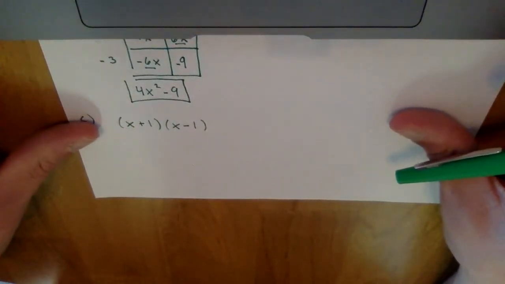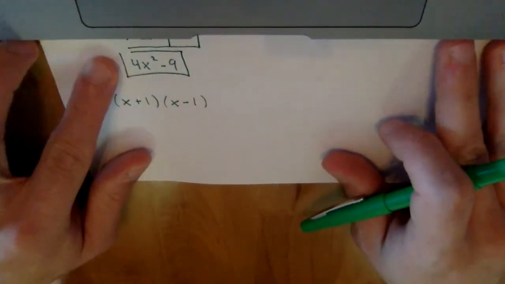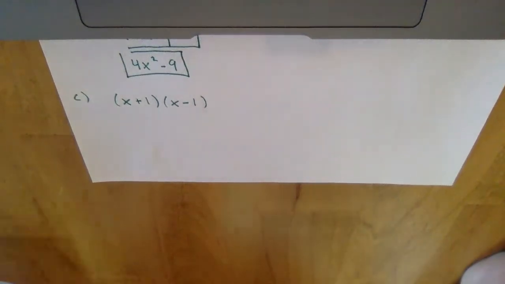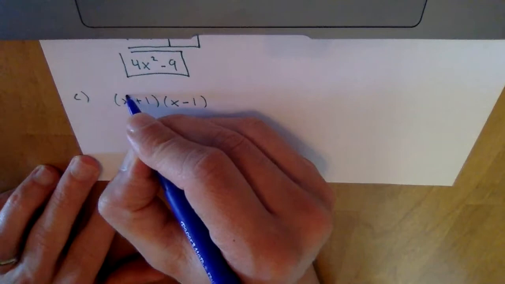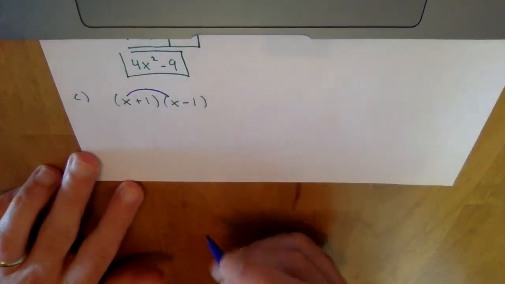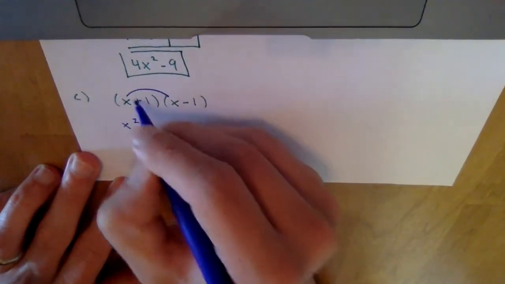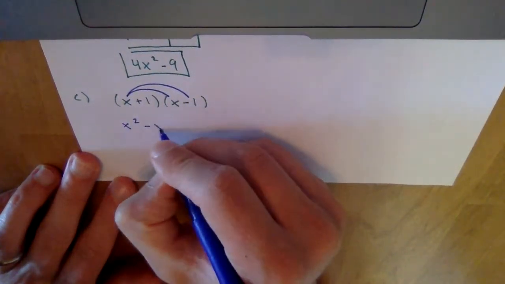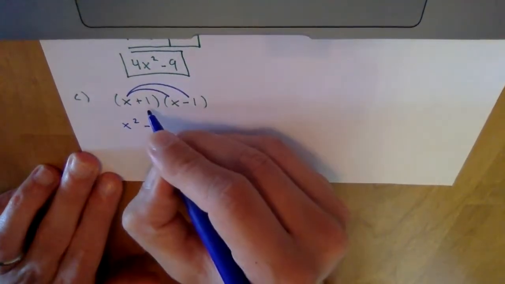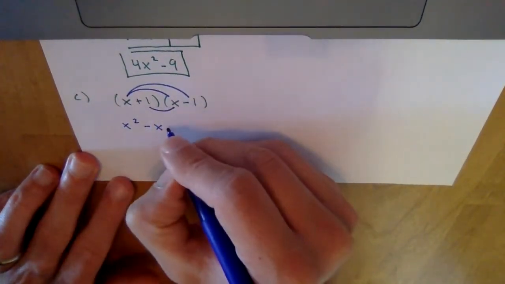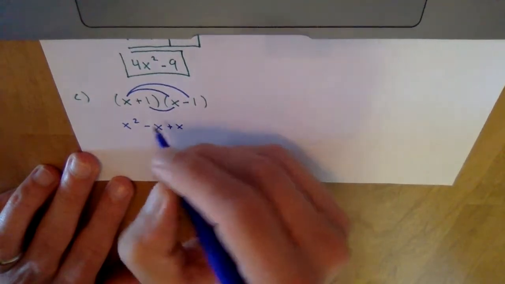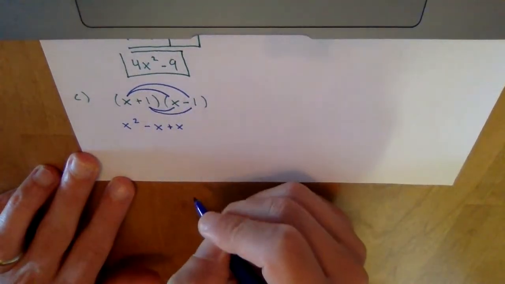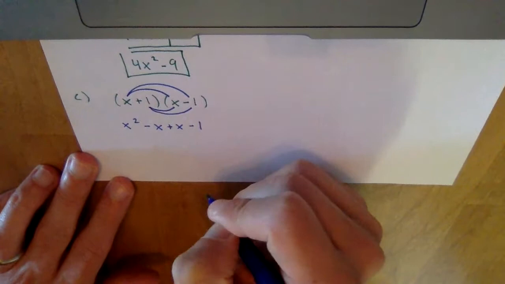Letter C, same idea. We've got x plus 1 and x minus 1. So again, I'll do this one using the FOIL method with the arrows. I'm going to do x times x here, which is x squared. And now x times -1, which is -1x. And now I've got to distribute this 1, so 1 times x is +1x. And 1 times -1 is -1.